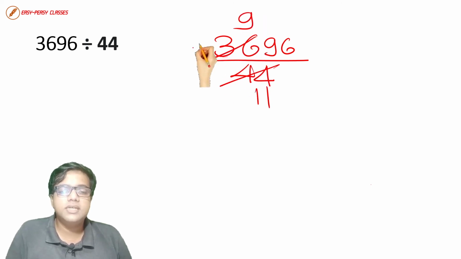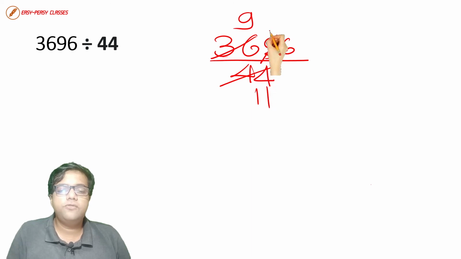So 4 9s is 36. Second number is 9. 4 2s is 8. Remainder 1. 9 minus 8 is 1. So 16, 4 4s is 16.